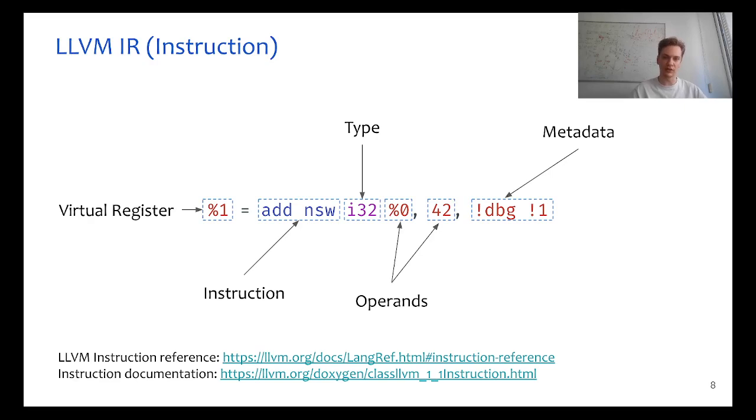And then on the left-hand side, we have those virtual registers. Again, you have infinitely many of them, and they are only written once. So each virtual register uniquely identifies the operation that writes to it.